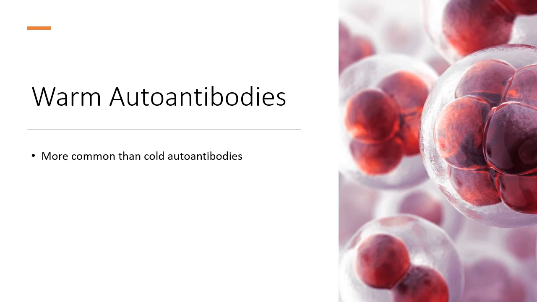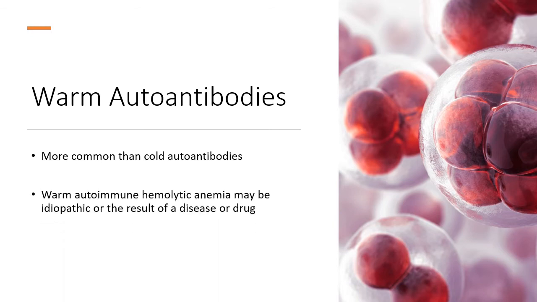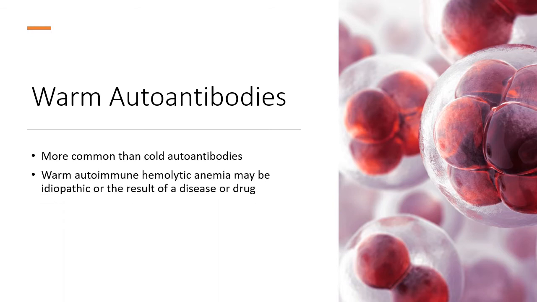Okay, the next thing we're going to deal with is warm autoantibodies. Warm autoantibodies are really what you see in the blood bank. They're more common than cold autoantibodies. Warm autoimmune hemolytic anemia can be idiopathic or the result of disease or drug. This becomes important because before we talked about, you have to get the patient history. You can have drug-induced warm autoantibodies.